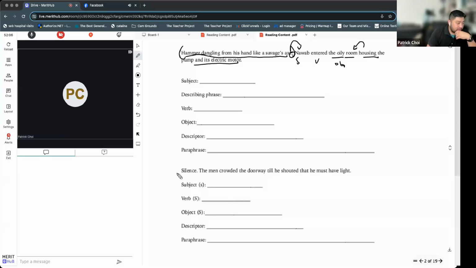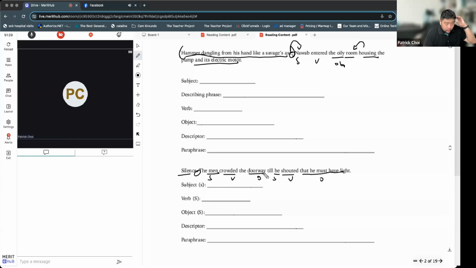All right, and then the next sentence here is "So silence." This is a sentence on its own. Technically, even though there isn't a subject, verb, and object here, the author chose to use the word silence as a sentence because he wants to emphasize it. This is quiet. Then if we look at the rest of the sentence, "the men crowded the doorway till he shouted that he must have light." The men is a subject, crowded is a verb, the doorway is the object. And then "till he" is another subject. So I'm going to put S, V, O, S, V, and then this is the object.